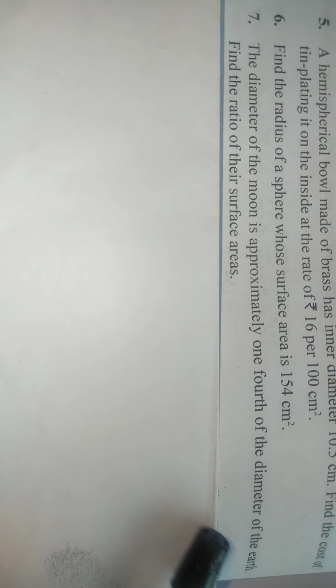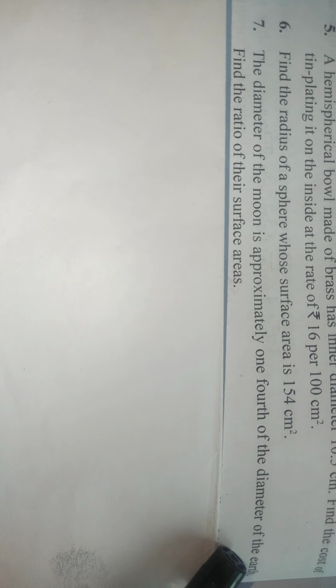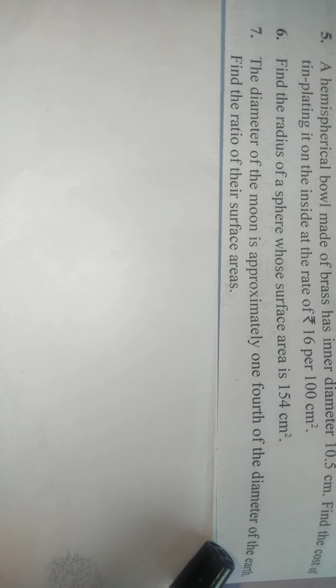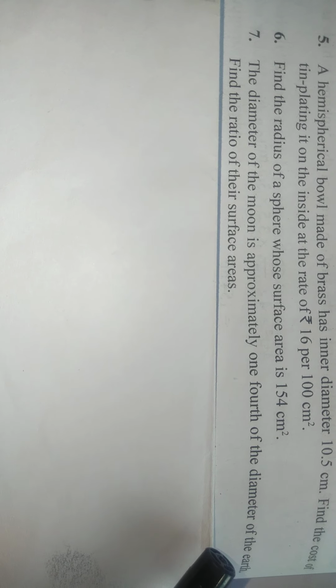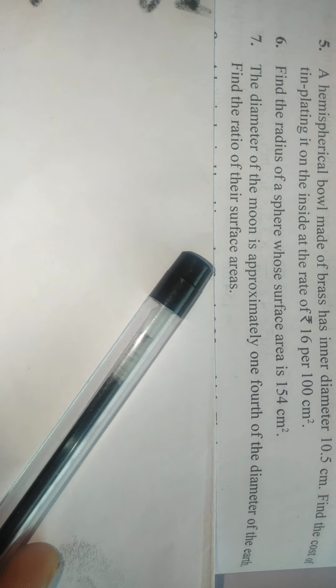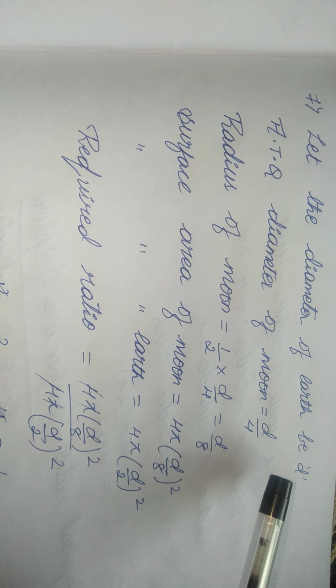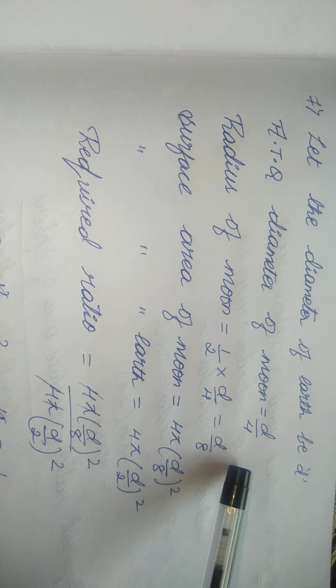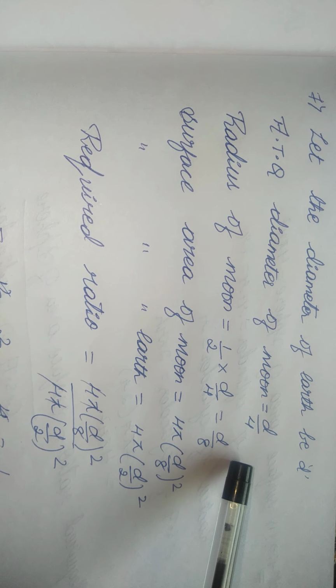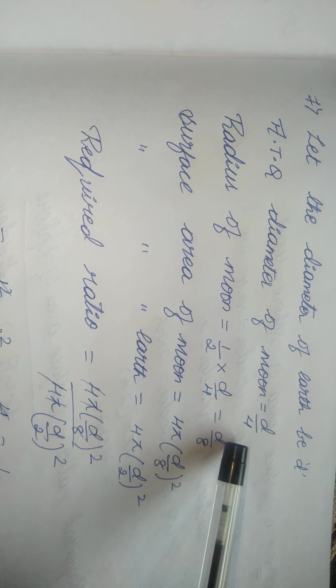Okay, now once again comes the comparison question, children. Here they have given the diameter of the moon as 1/4 the diameter of the earth. Hence we need to find the ratio of their surface areas. If I take the diameter of the earth as d, according to the question the diameter of the moon is 1/4 of the diameter of the earth. Hence I should divide by 4.